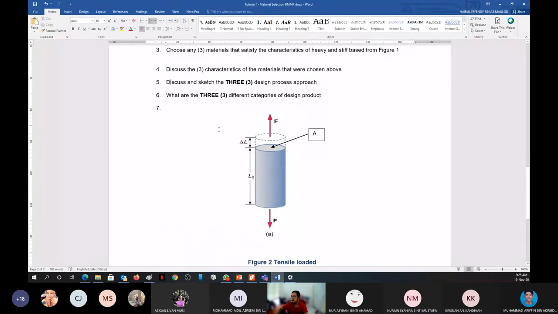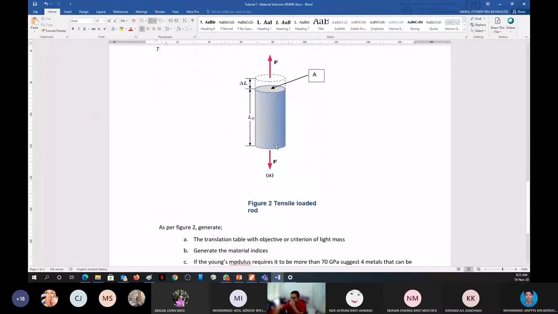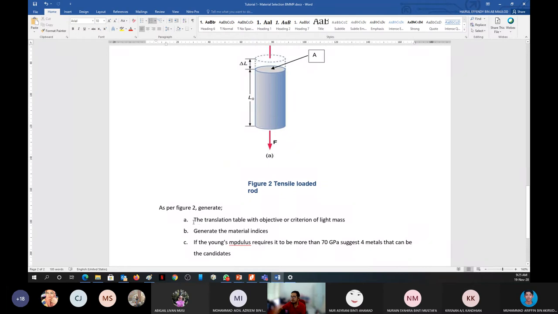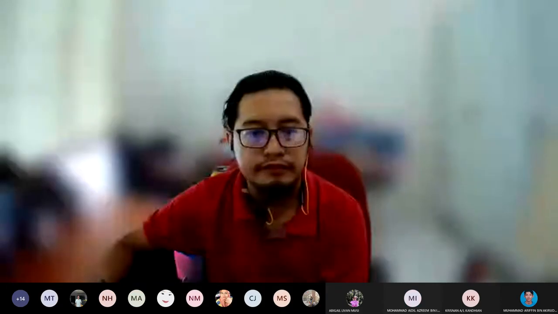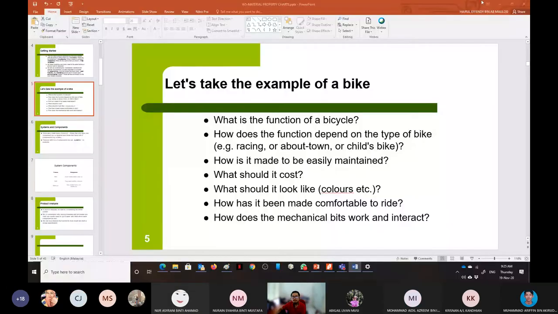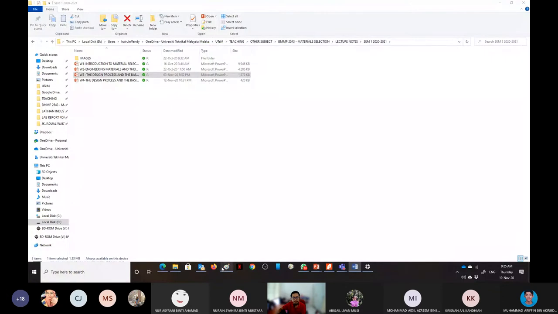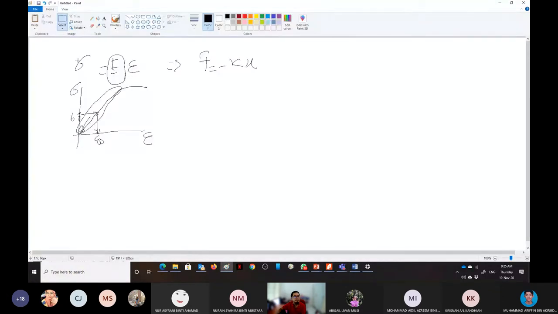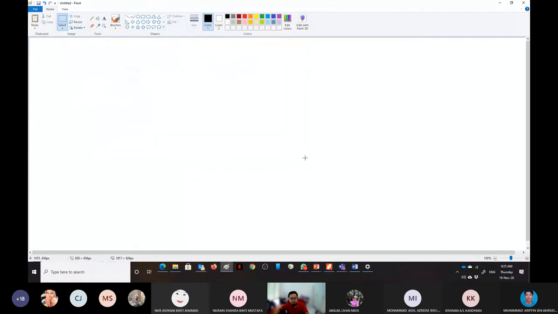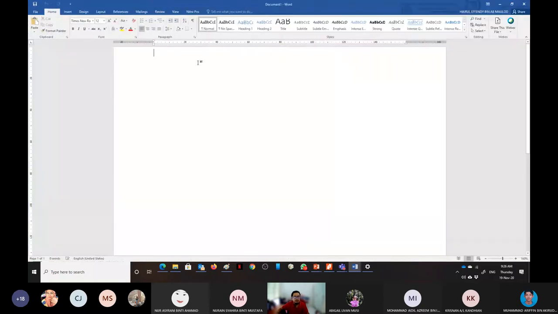And then finally the last question, we have a tensile loaded rod. So this figure, I ask you to generate the translation table.